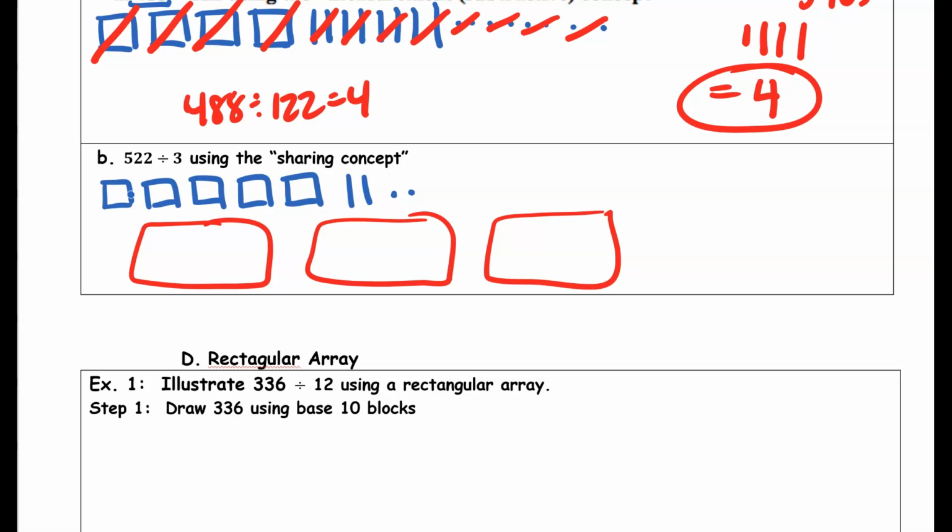I'm going to start with the flats, and I'm going to say, okay, this flat I'm going to put right here. This flat is going to go here. This flat is going to go here, okay? Now I have 2 flats left, so I can't share those evenly. So what do we do?